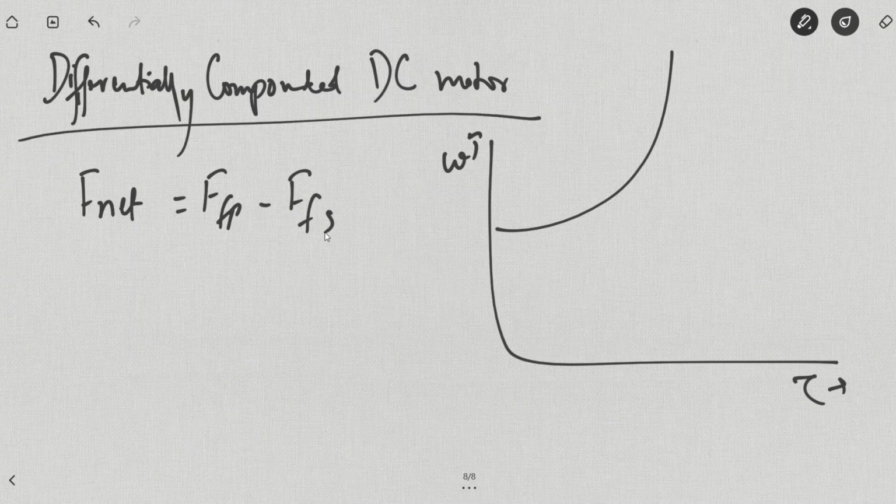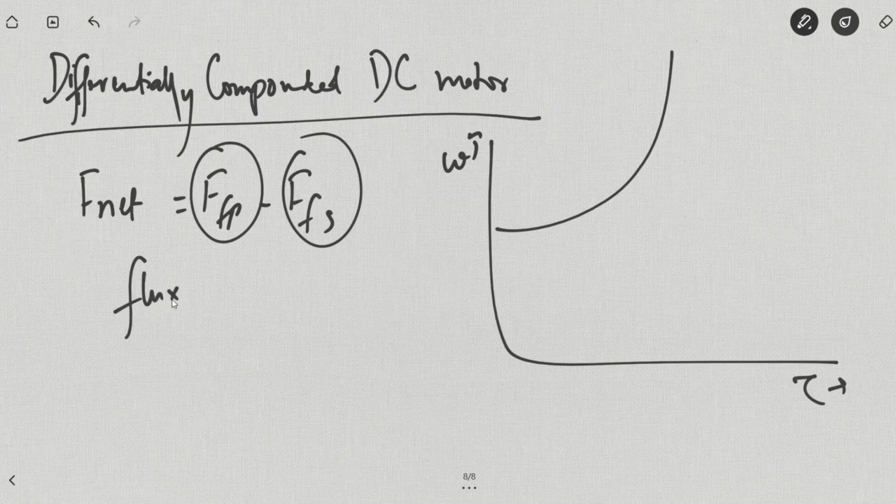As we increase the load, IA will increase, the armature current will increase. Armature current increases, the series flux increases. That means basically this force will increase. Since this force is constant, the resultant means the net magnetomotive force decreases. Fine. So it will keep on decreasing. The flux will keep on decreasing as we load the differentially compounded DC motor.